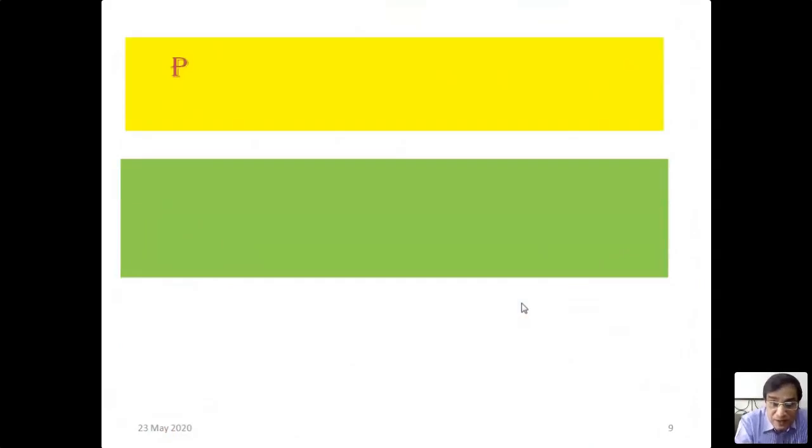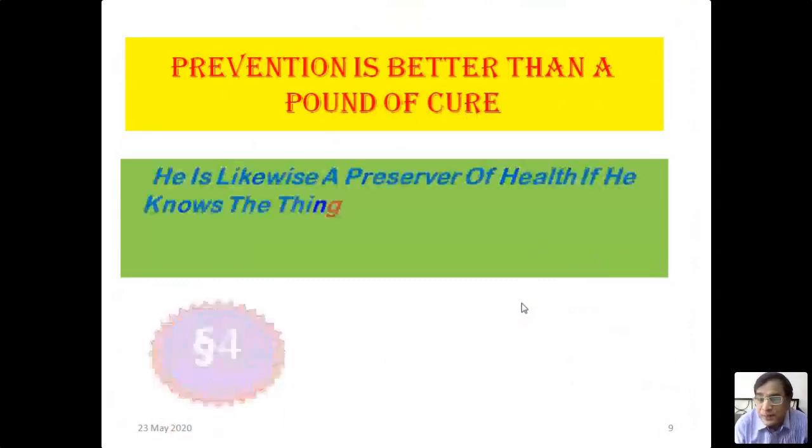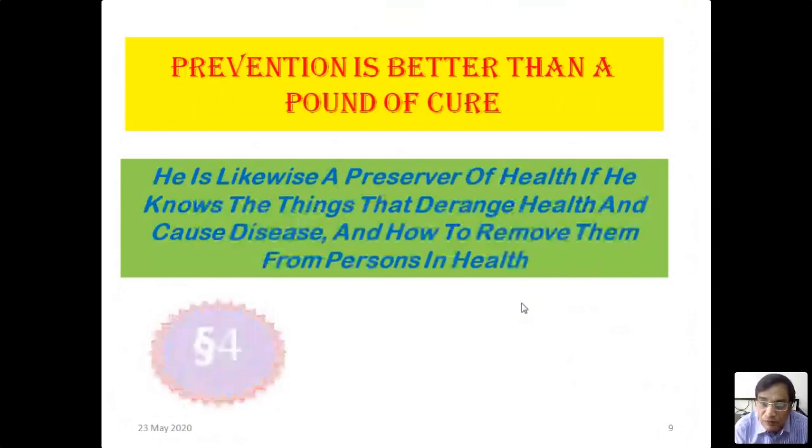My viewers, there is a very popular saying, prevention is better than cure, as you know. If you know the things that derail health and cure the disease, and how to remove them from persons and health, then in aphorism 4 Hahnemann stated that a doctor should be a health observer, a preserver of health, a health advisor, a community health officer, and in another role a clinician.